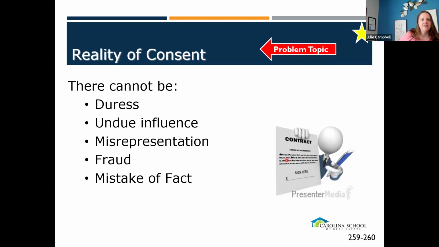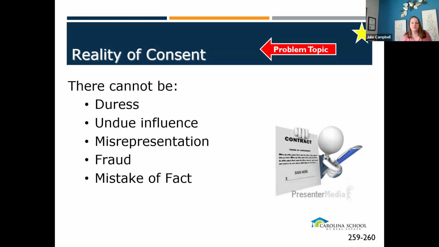Undue influence. We cannot enter into a contract under undue influence. Undue influence is the threat of maybe mental or emotional harm. Mom, I'm not coming home for Christmas this year if you don't sell the house. Did mom feel threatened? Did mom feel under influence? I played on her emotions.